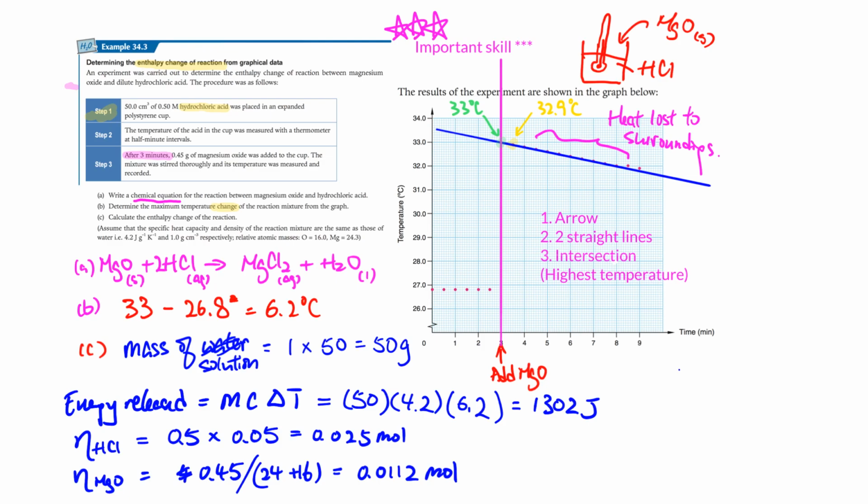So obviously you can see that these two are not really a product of the others. It is not multiplying. 0.0112 will not equal 0.025. So I think right there, we have to be concerned about the limiting and excess reagent.